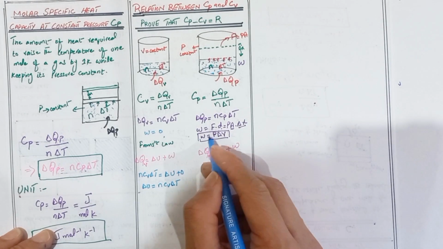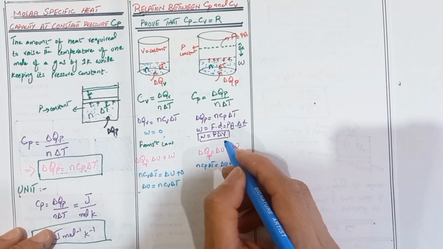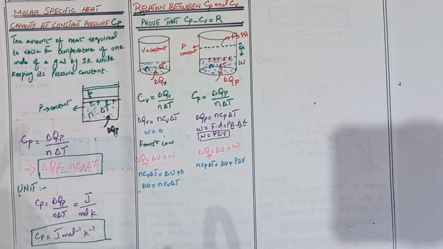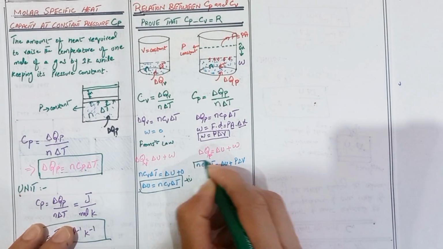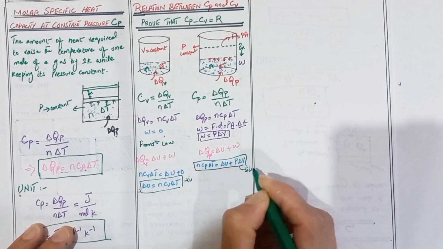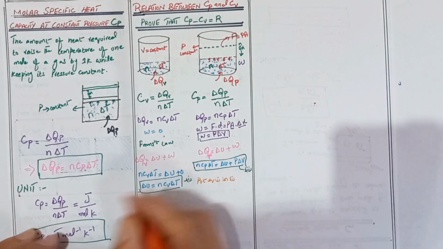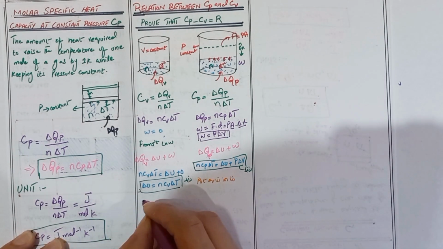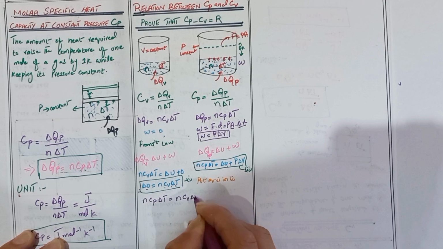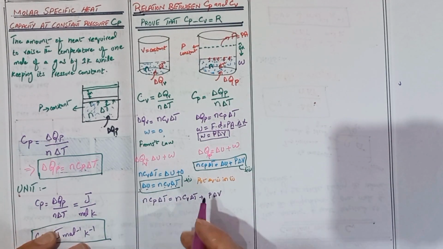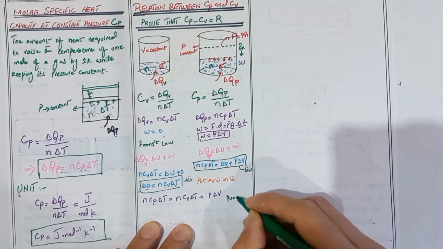Here delta QP is equal to n Cp delta T, which is equal to delta U plus W, which is equal to P delta V. So we calculate it. This is equation 1 and we name this equation 2. Put equation 1 in 2, so we get n Cp delta T is equal to delta U, that is n Cv delta T, plus P delta V.